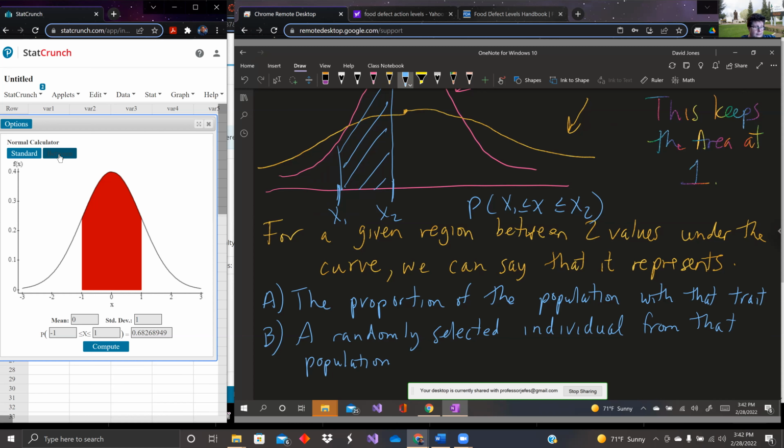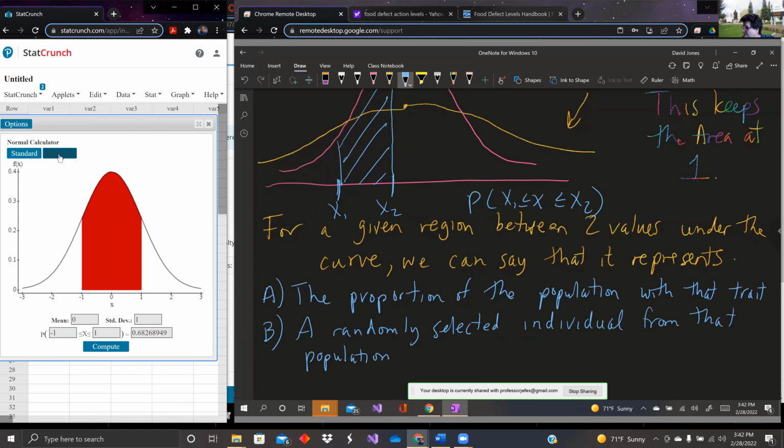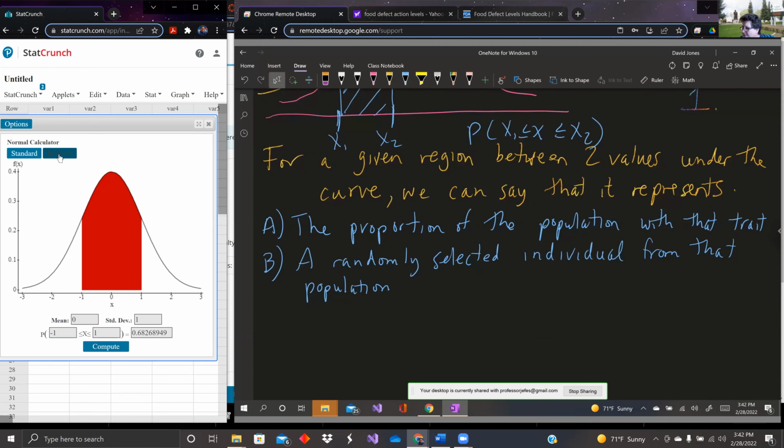How do I want to word that? Let's change that. The sentence reads a little bit better: for a randomly selected person from that population, it represents the probability that they possess that trait.